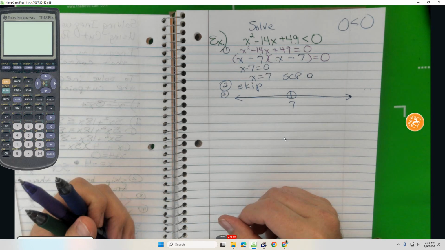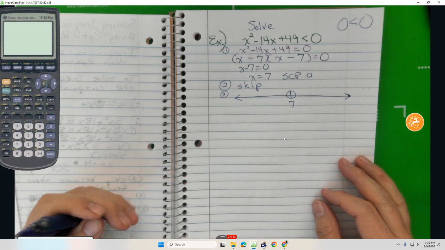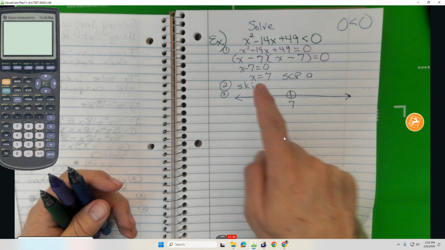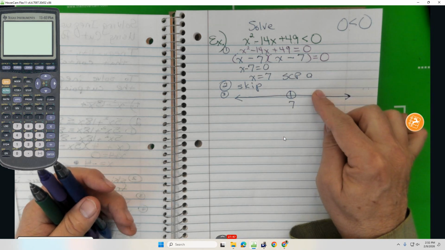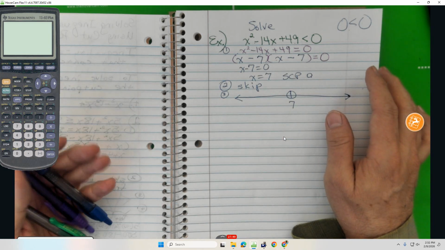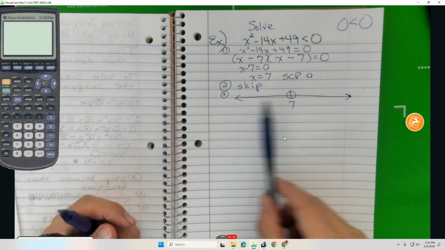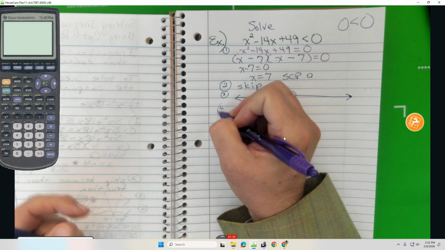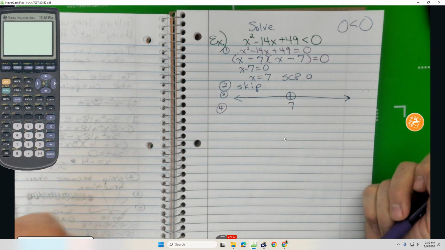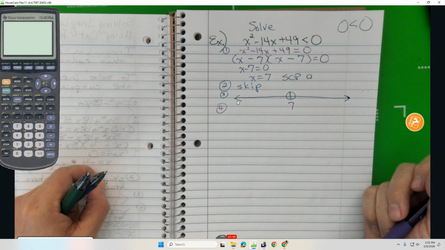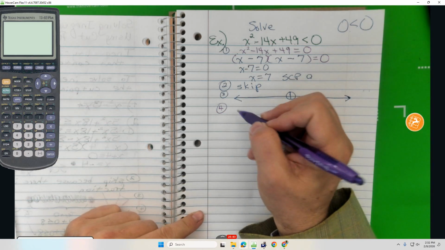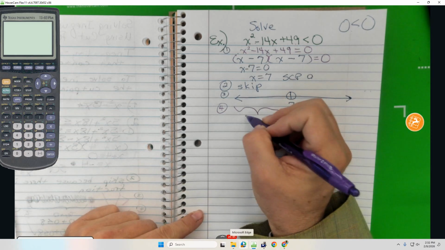You have to choose a number to the left of 7 and a number to the right of 7. Well, we could use 6 and 8. We could use 5 and 9. But I'm going to use numbers that are easy to plug in. To the left of 7, I think I'll test 0. And here's one thing you're going to notice. When I'm testing, if an interval contains a 0, that's the number I'm going to test. 0 is in this interval, so I'm going to test 0.